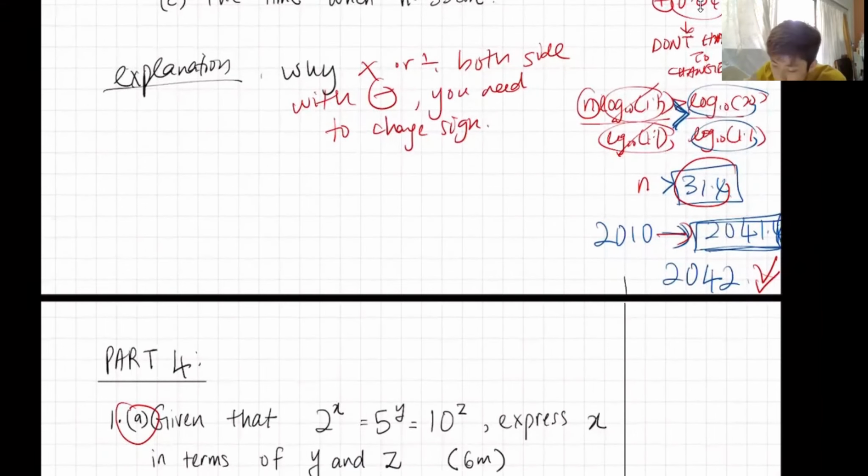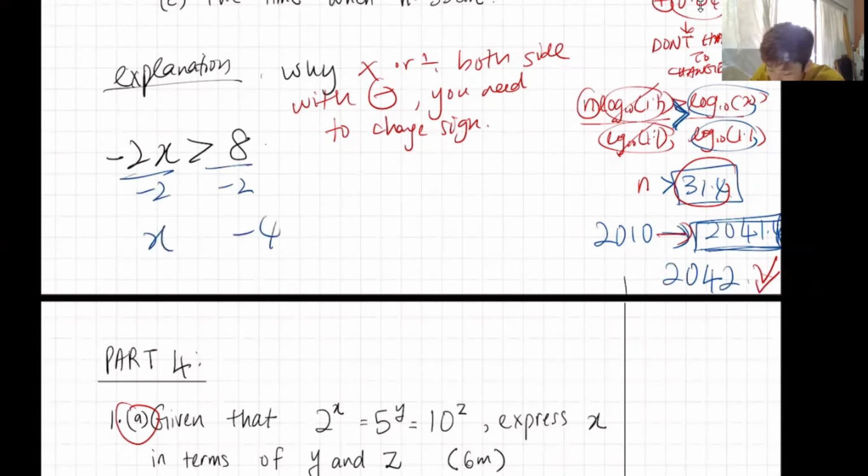For example, if you have negative 2x is greater than 8. When you divide by negative 2, you get x greater than negative 4 here. Is it true that x is greater than negative 4? Is it true or not?